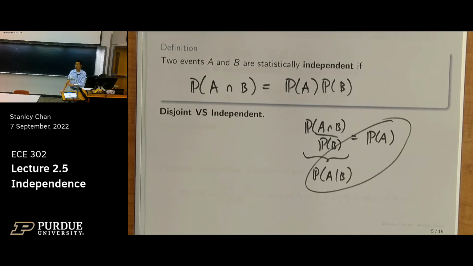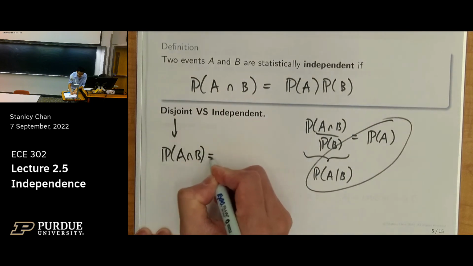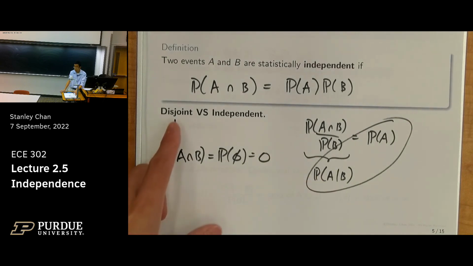Independence is also different from disjoint. Can anyone tell me why? Let's say A and B are disjoint. What do we have? Let's look at the probability of A intersect B. If they're disjoint, what do we get? They don't overlap at all. Therefore, the intersection will be an empty set, and therefore the probability will be 0. So disjoint means that the probability of A intersect B will be the probability of an empty set, so you get 0. That is disjoint.